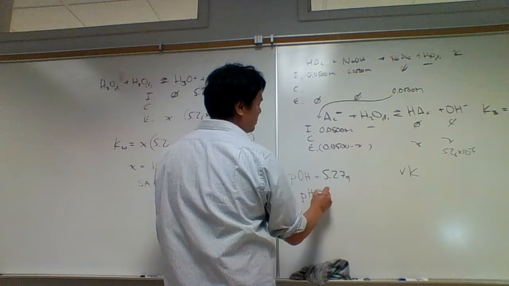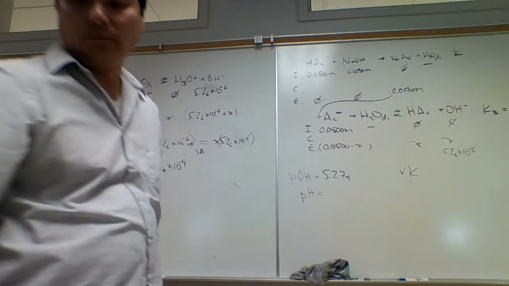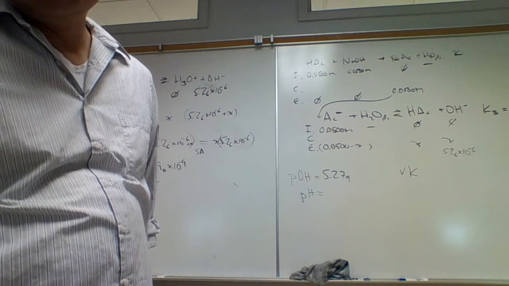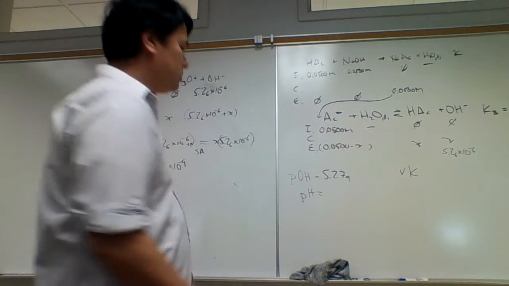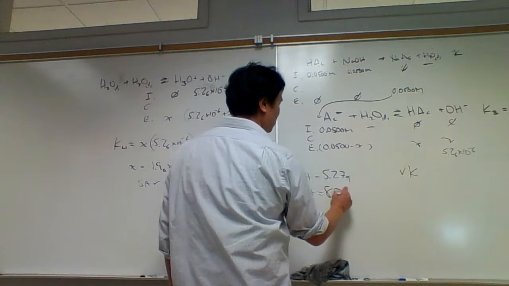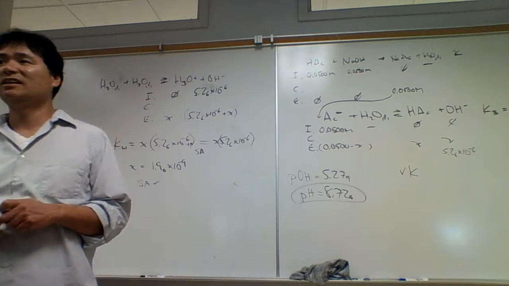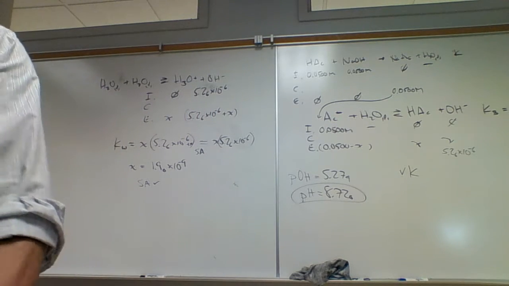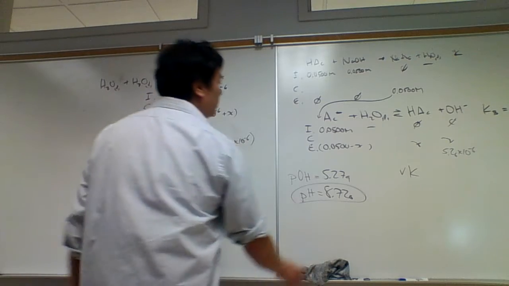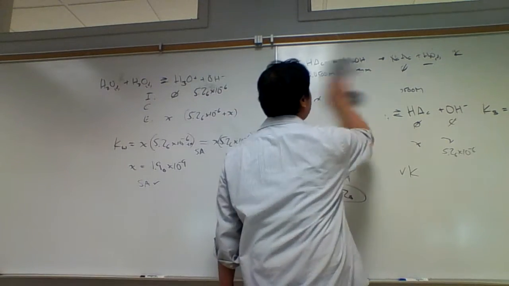Which gives us a pH of 8.720. Is that what you guys got? Okay. All right. So we have another point on the titration curve.